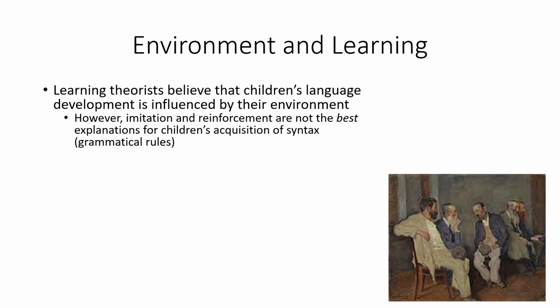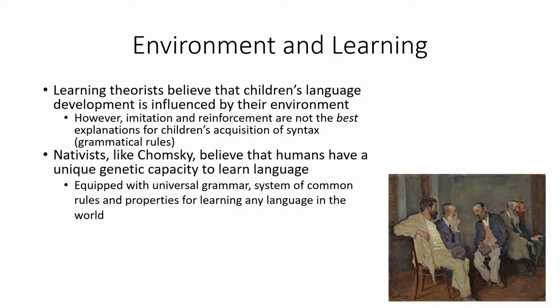The problem is that imitation, reinforcement, all of these types of things are not the best explanation for how children acquire syntax and grammatical rules. It just doesn't fully explain how children in all cultures universally develop language in a similar way. So then you get nativists like Chomsky who believe that humans have a genetic capacity to learn language.